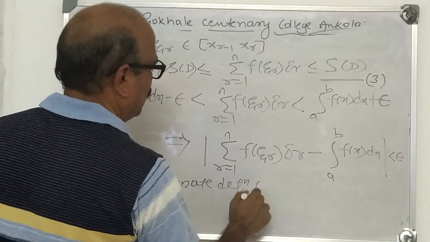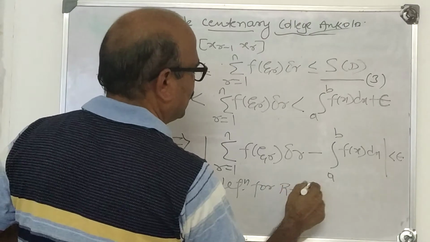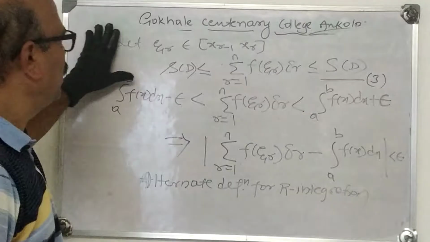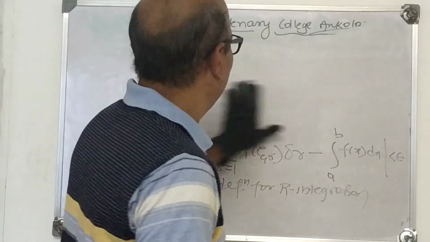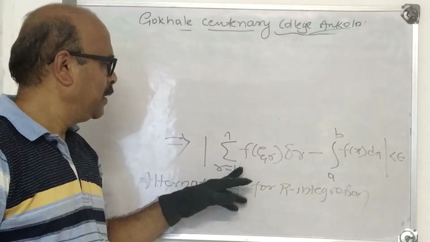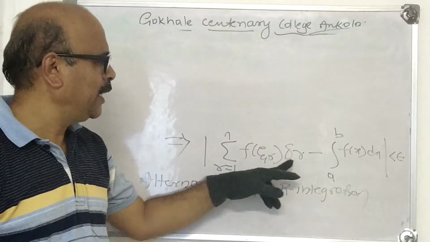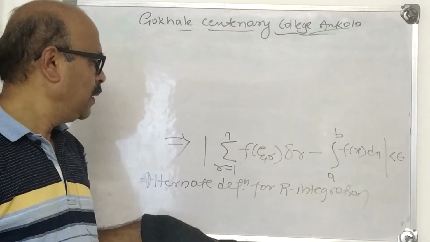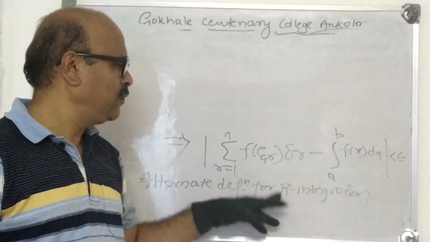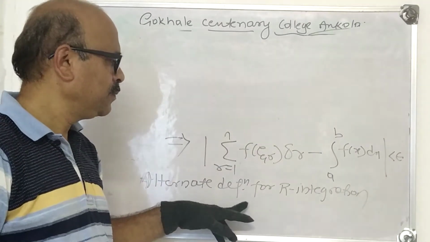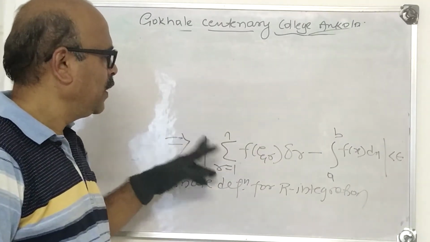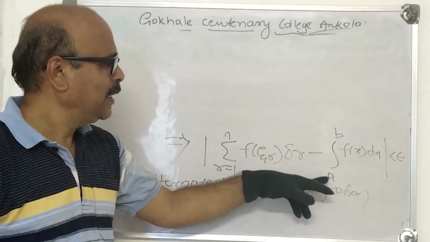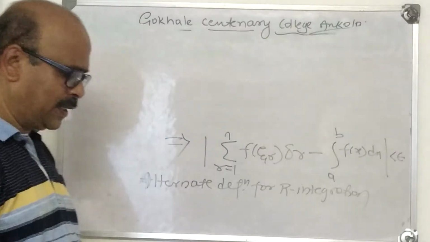Alternate definition for Riemann integration. So what is the definition? What is the theorem? If the function is integrable, then the sum from r = 1 to n of f(psi r) delta r minus the integral from a to b of f(x) dx is less than epsilon. Now, what does the earlier definition state? If the function is integrable, then the upper integral from a to b of f(x) dx is the same as the lower integral from a to b of f(x) dx. Each is the same as the integral from a to b of f(x) dx.